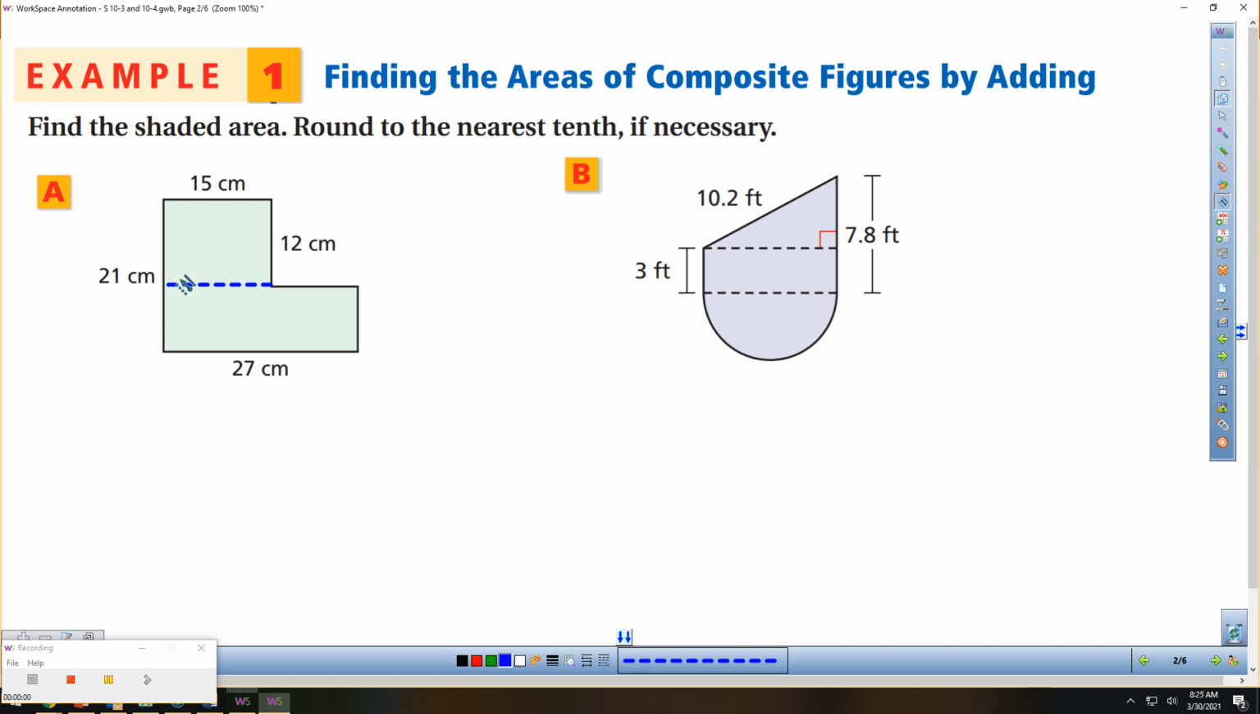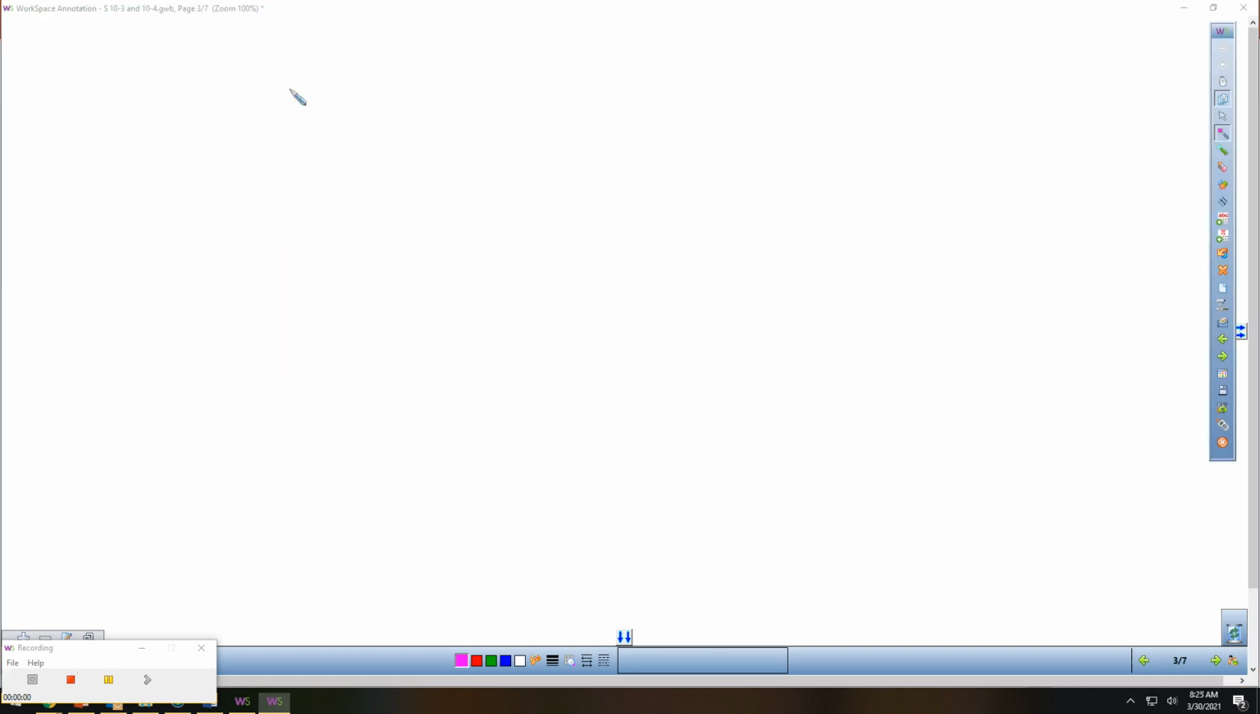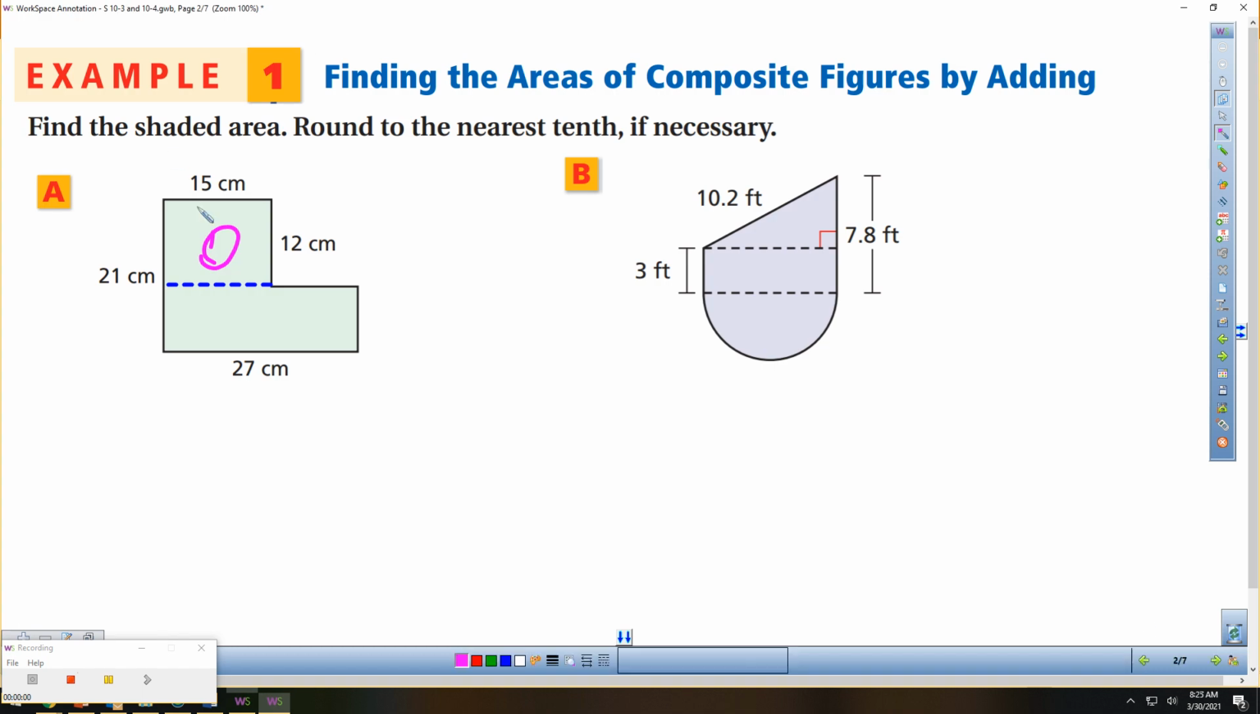Alright, so we're going to label this number 1. And this will be number 2. So to find the total area of my figure, we're going to take the area of rectangle 1 and add it to the area of rectangle 2.